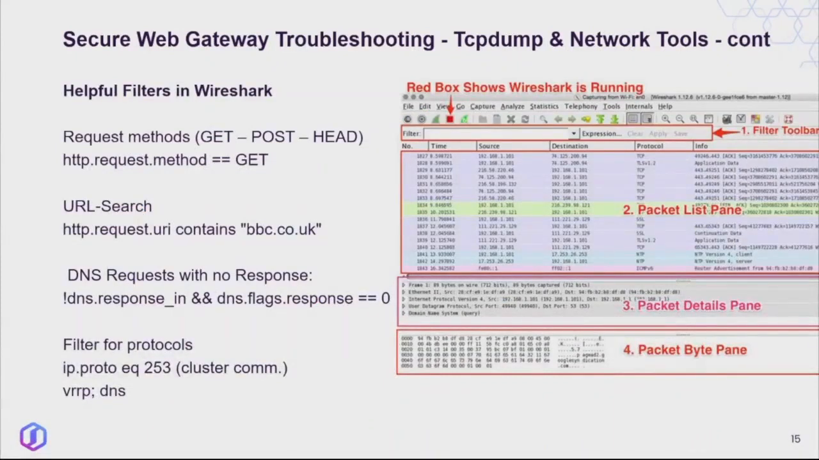And of course, once you've got your TCP dump written as a file, if you want to have a look at it yourself, then the screenshot on the right gives you a quick overview of what Wireshark looks like. Once you've opened up the file that you've downloaded from the web gateway or the file that you've transferred from the terminal, there's a few helpful filters here.